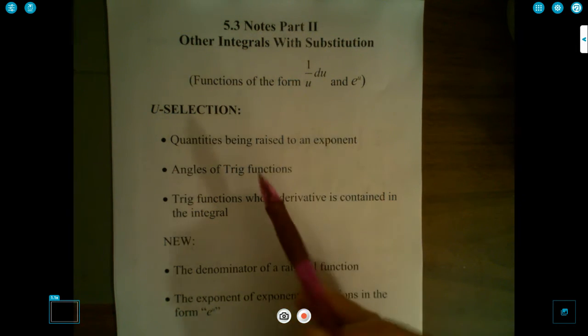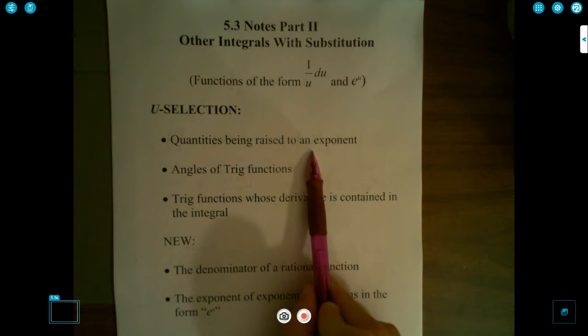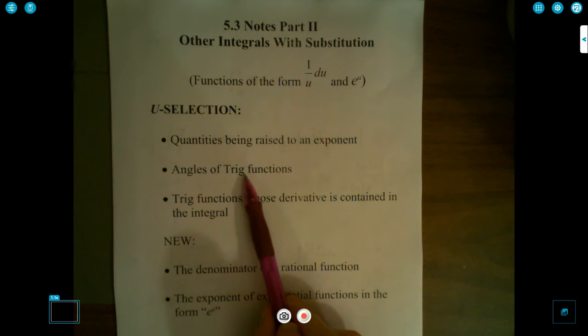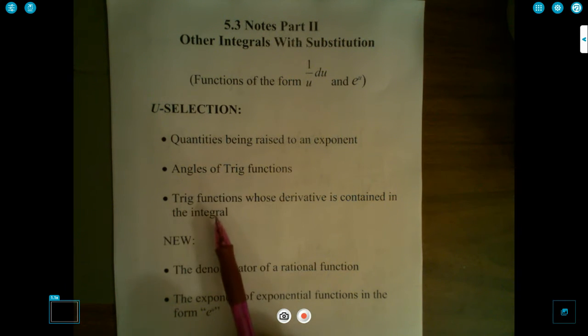So for 5.3 Part 1, we looked at these first three scenarios. Integration where we had quantities being raised to an exponent. Ones where we had angles of trig functions, so angles on the inside that were being raised to an exponent, or products going on the inside. Then we also had the scenario where you had trig functions whose derivatives were contained in the integral. So I could go ahead, let one of the trig functions be u, take the derivative, and that other trig function was in there as well.